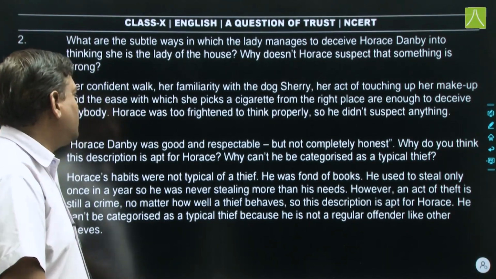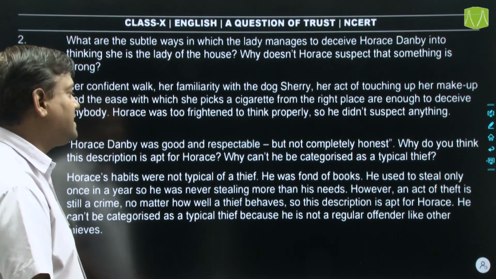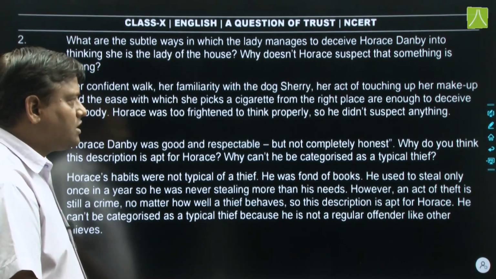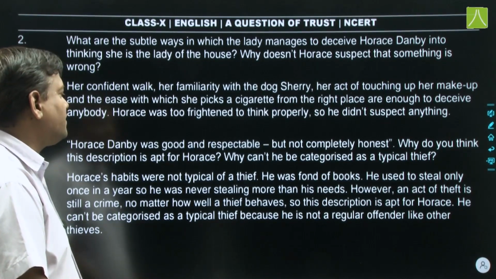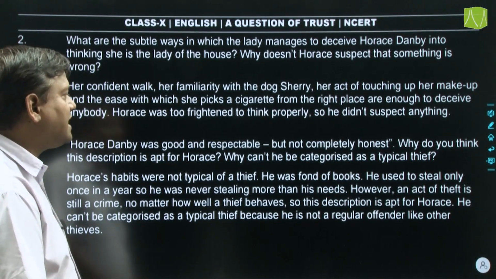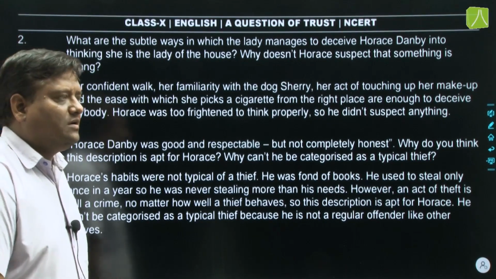Question number 3, Horace Denby was good and respectable but not completely honest. Why do you think this description is apt for Horace? Why can't he be categorized as a typical thief?